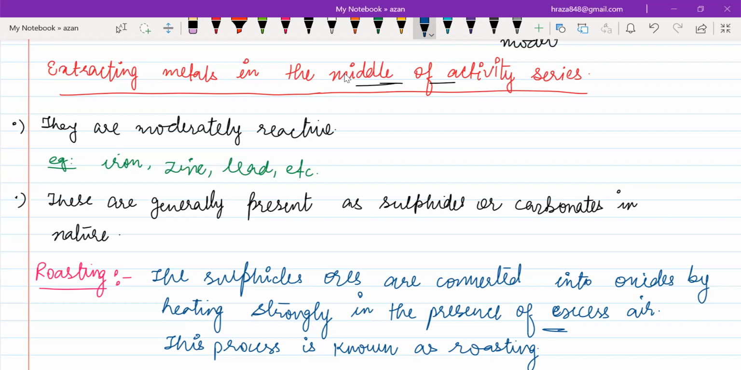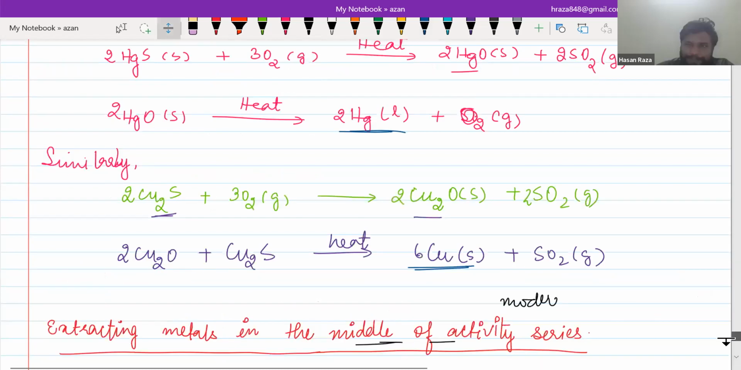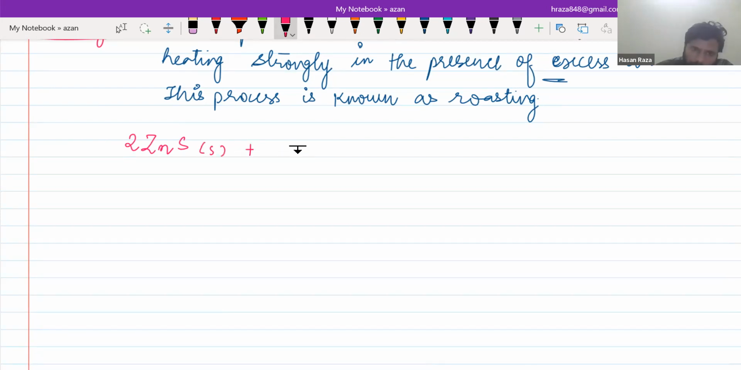Very good. So now I'm going to take an example of roasting. You can see this ZnS, zinc sulfide. Whenever there is a sulfide of middle reactivity, what you need to do is heat it in the presence of excessive air. So you will get ZnO and SO2 will be evolved. Are you getting my point?